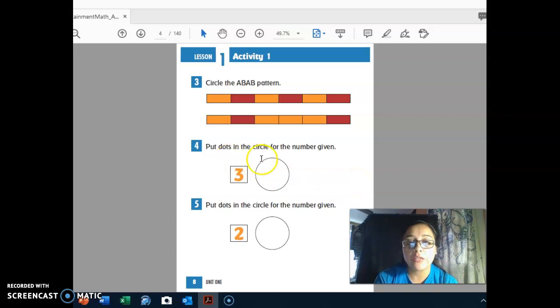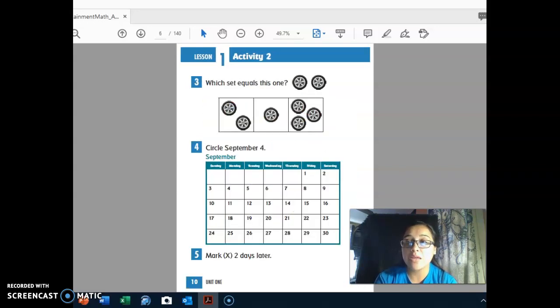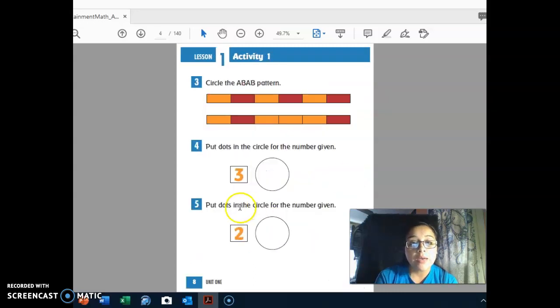Number 4, put dots in the circle for the number given. So you have the number 3. I want you to put 3 dots inside the circle. So how many dots? 3. Make sure you count as you are drawing your dots. Number 5, put dots in the circle for the number given. The same as this one, you have the number 2. I want you to put 2 dots inside this circle.